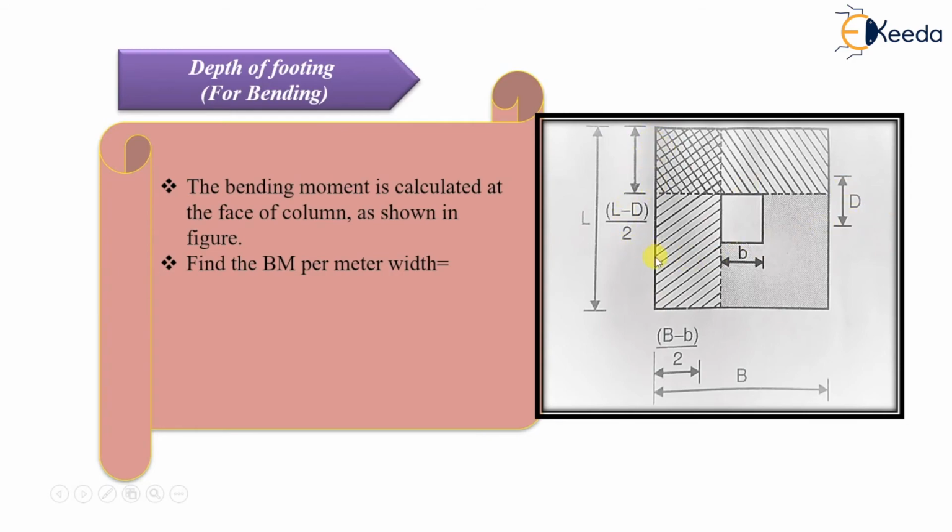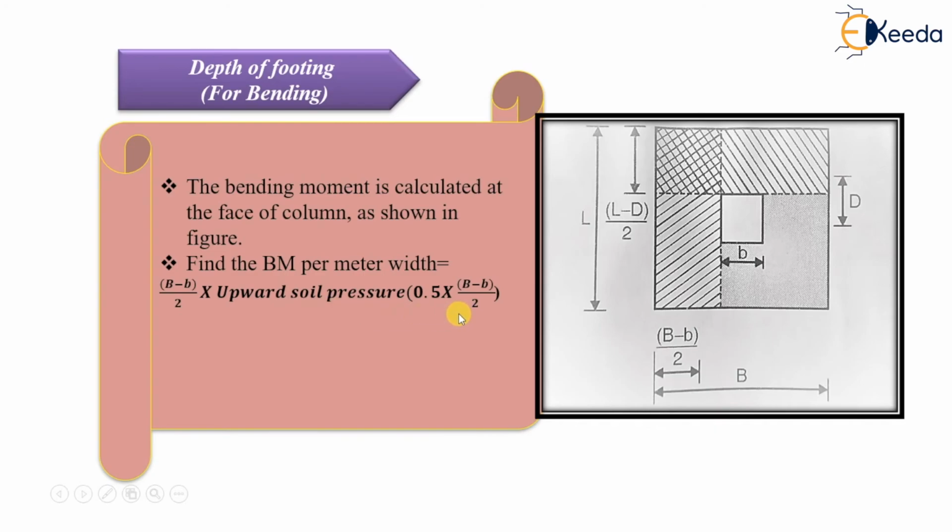If your column is square, then you can take the similar width, or you can calculate it once only. So B minus small b upon 2 is the width, into upward soil pressure, into this width by 2. Why are we taking this width by 2? Because the bending moment is acting in the middle. You can simply see the simplified formula, which is equal to B minus b upon 2 into upward soil pressure into half of B minus b upon 2.